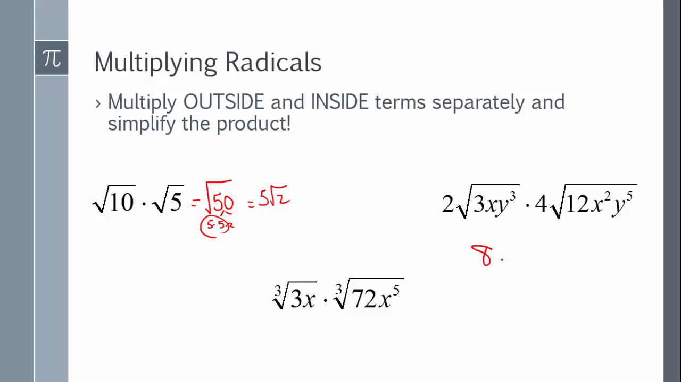Now if there's already numbers on the outside, as in the second example here, we multiply them together. So 2 times 4 gets me 8. And then we multiply our radicands. So 3 times 12 is 36. X times x squared is x cubed. Y cubed times y to the 5th is y to the 8th.